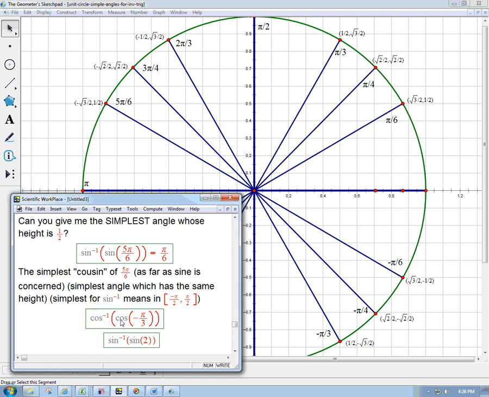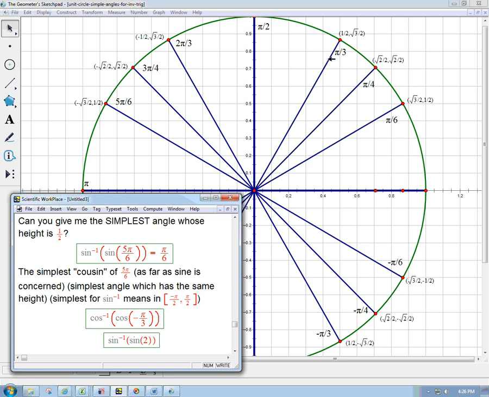What about this? Inverse cosine of cosine of minus pi over 3. Well, this is where it gets tricky again, because cosine has a different notion of what cousin and simple mean. So I take cosine of minus pi over 3. Okay, that's this angle down here. The cosine is 1/2. And then I want the inverse cosine. That's the simplest angle that also has that x-coordinate.